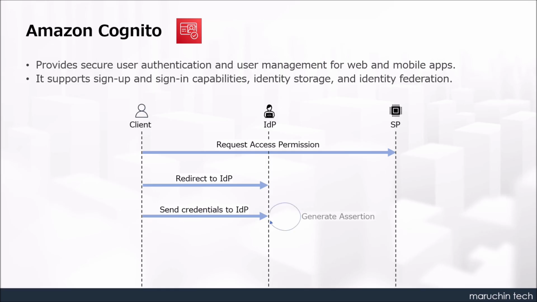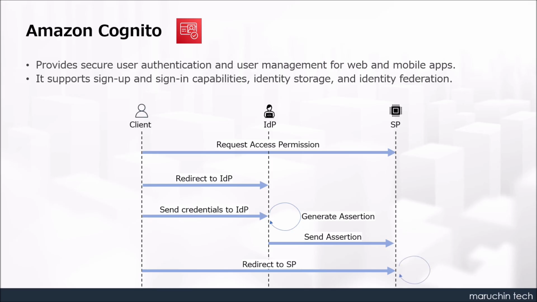If authentication is successful, the IDP generates an assertion. An assertion contains the information about the user and their permissions. This is typically provided in SAML or OpenID Connect formats. The IDP sends the assertion to the SP, and the client is redirected back to the SP. The SP verifies the assertion and grants access to the client. While this flow is technical, understanding this underlying logic is crucial for real-world implementation.